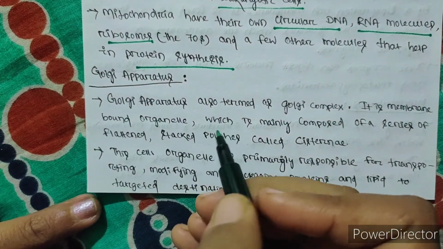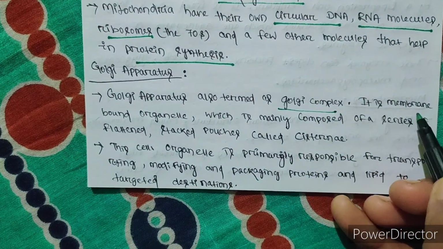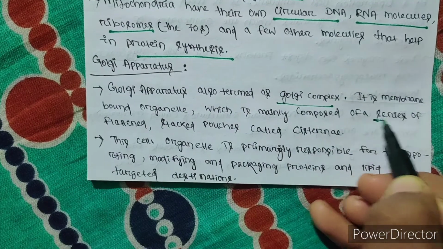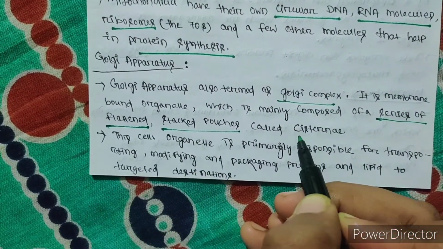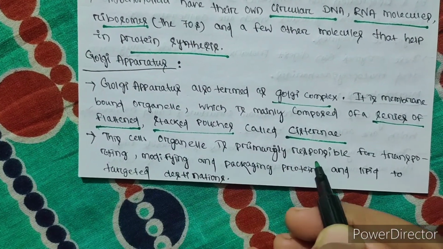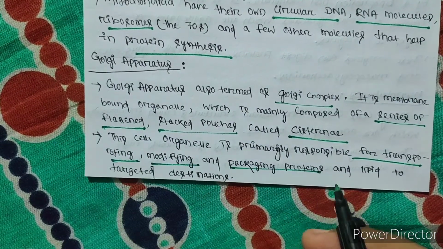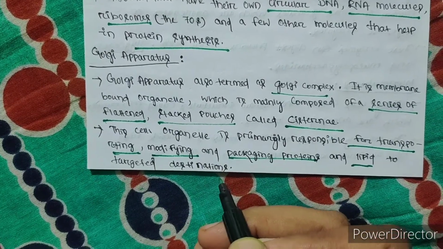Then Golgi apparatus. Golgi apparatus is also termed the Golgi complex. It is a membrane-bounded organelle which is mainly composed of a series of flattened stacked pouches called cisternae. This cell organelle is primarily responsible for transporting, modifying and packaging of proteins and lipids to target destinations.